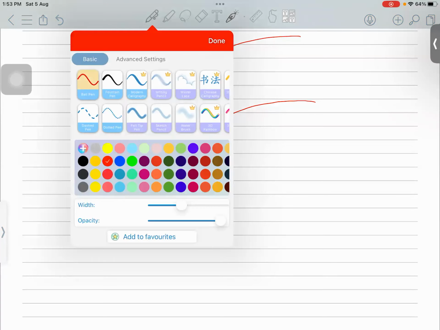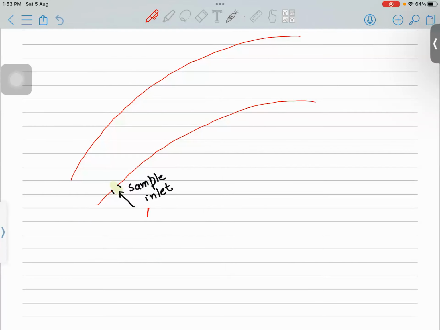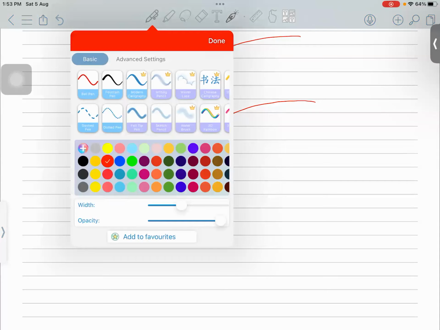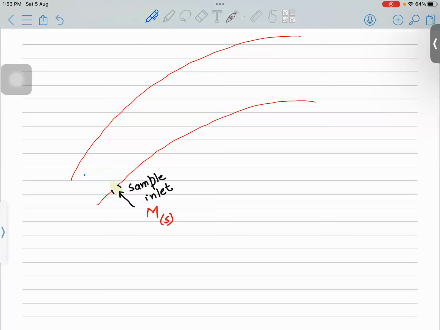Let's suppose the name of the sample is M. M is solid. So this is your first chamber. In this chamber, M solid converts into M gas. Solid to gas is evaporation. So this is the evaporating chamber.